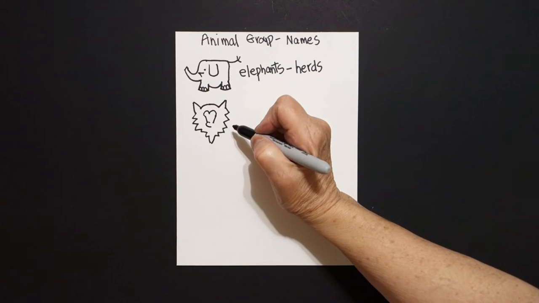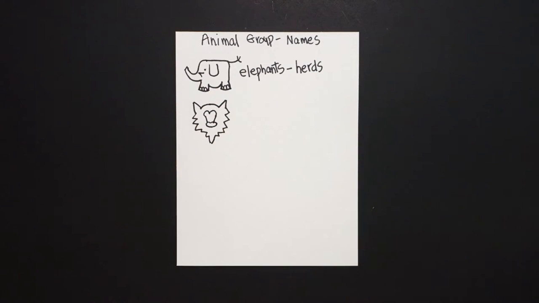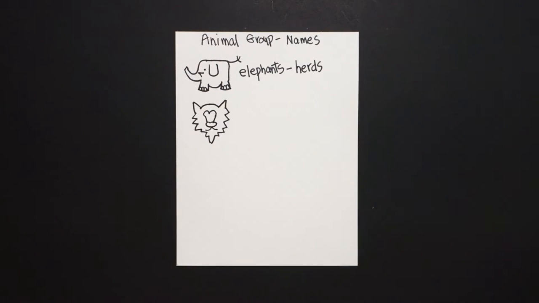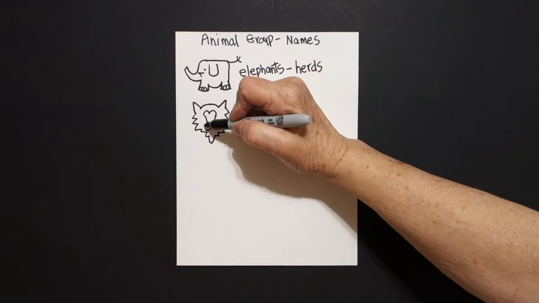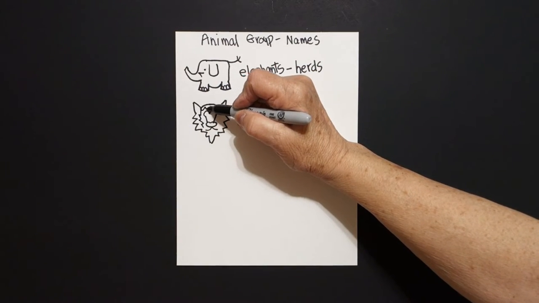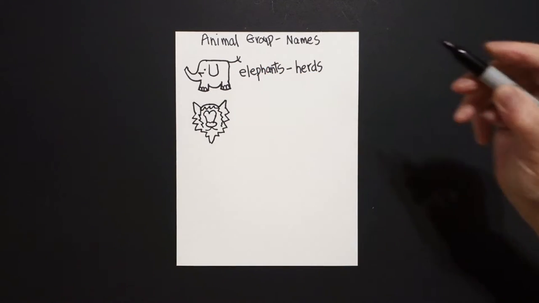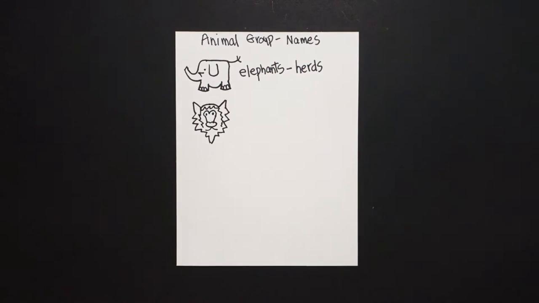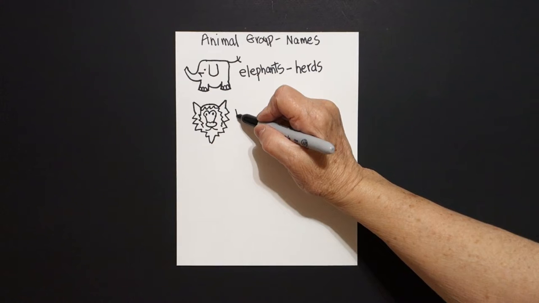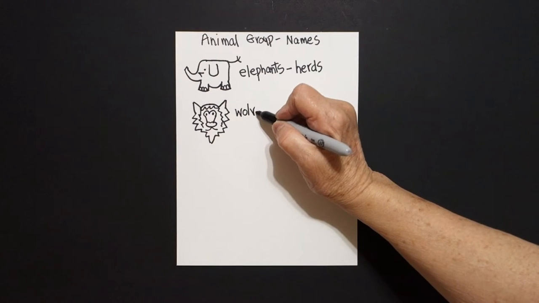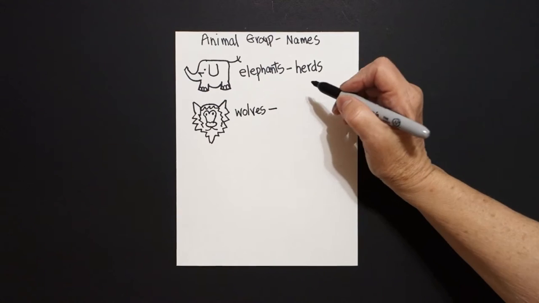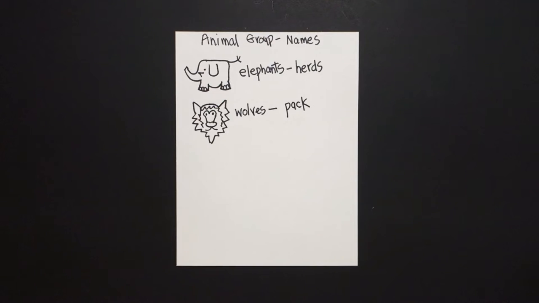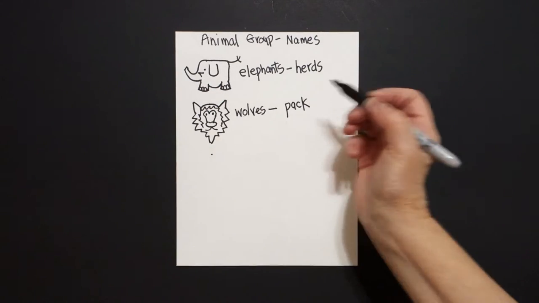Slightly curved line on the left, slightly curved line on the right. In the center, little curve to the left, little curve to the right. Now I'm going to come back in and I'm going to go zigzag, zigzag on the inside. Zigzag, zigzag, leave it floating. Put one dot, two dots. This is a wolf, but more than one, they're called wolves. And how do wolves as a group get referred to? A pack of wolves.